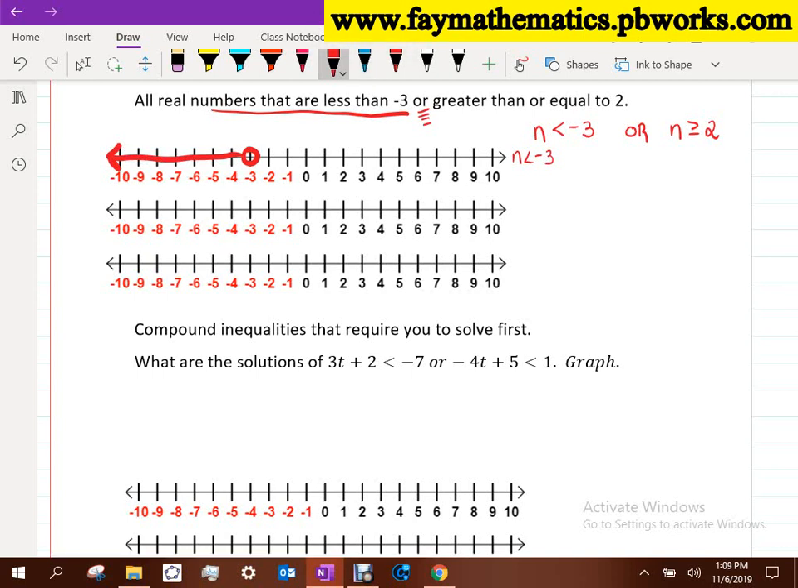No, I did. All right, so n is less than -3 gives you this, right? N is greater or equal to, what kind of graph is that? What kind of dot do I use there? Closed. So n is greater or equal to, closed dot, and now shade to the right. Okay. Now, if I ask what does n less than -3 or n greater or equal to 2 look like, we're graphing that whole thing.